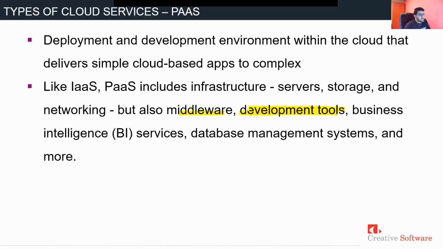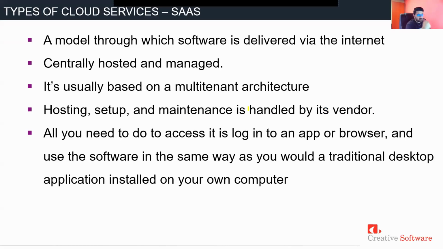So that is PaaS. Then we have SaaS. SaaS means software as a service. In this model, the whole infrastructure, platform and the software is delivered via the internet, right? So the whole thing is taken care of by the cloud provider. It is centrally hosted and managed, and it has multi-tenant architecture.